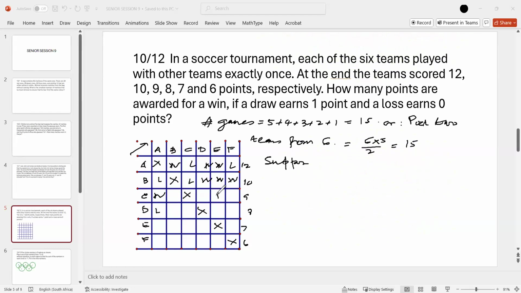Like for instance, I could have had a draw here. C played E and it's a draw. Then E played C. That comes here. So that's a draw. See? So if there's a draw there, then you got the same thing here. But if the W here, you got an L here. So this is what the table looks like. Let's get an understanding of this. Let me take all these things out.